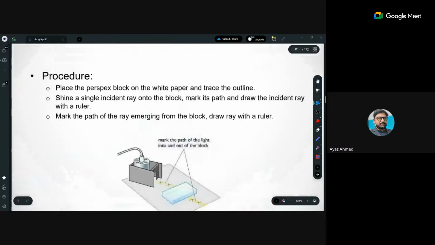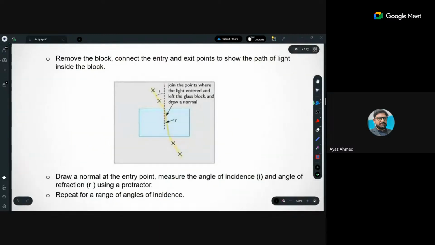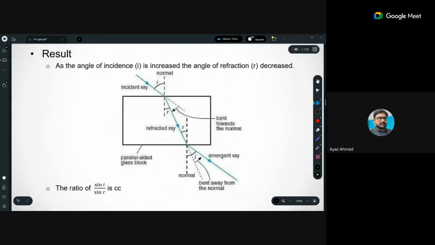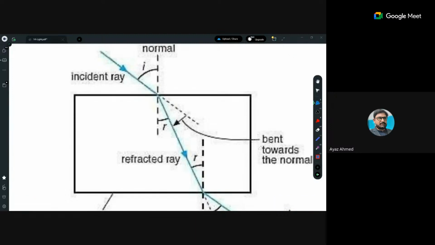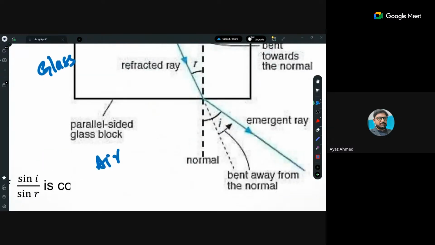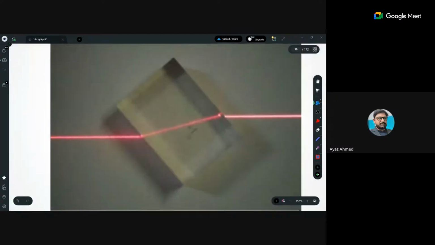Now you see, we have a ray box. No need to go into detail of that. This is the diagram. Did you notice that when the light is entering from air, which is less dense, into glass, and then again into air, it is bending towards the normal when entering from air to glass? Go back to this.